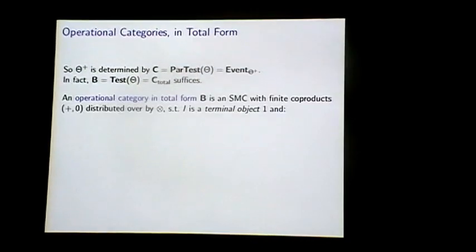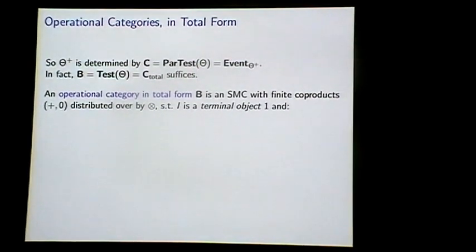And we can play the same game with that, and it gives us what we call the operational category in total form. So that's a symmetric monoidal category. Again, these co-products exist and they encode the way data flows into tests. And instead of talking about these discarding maps, we can just capture causality by saying that this tensor unit I is a terminal object.